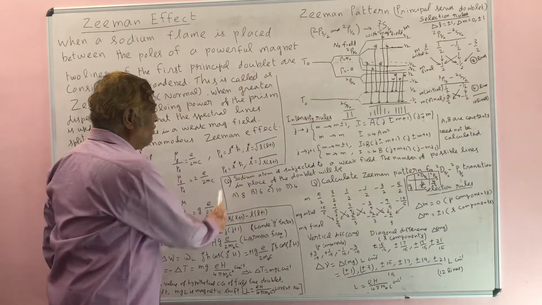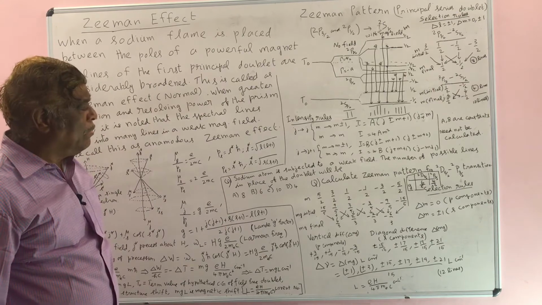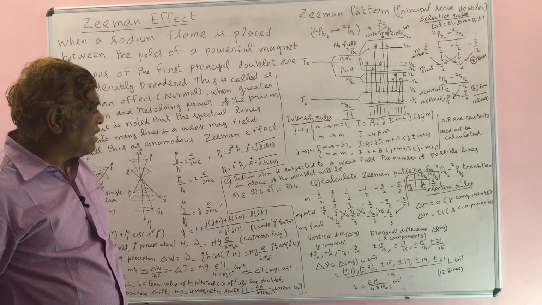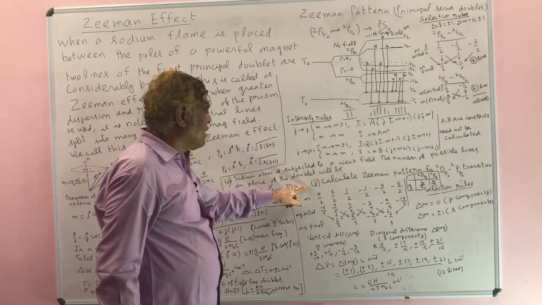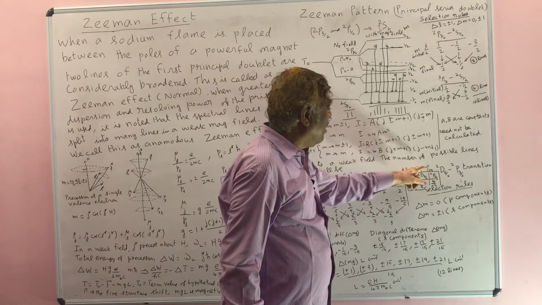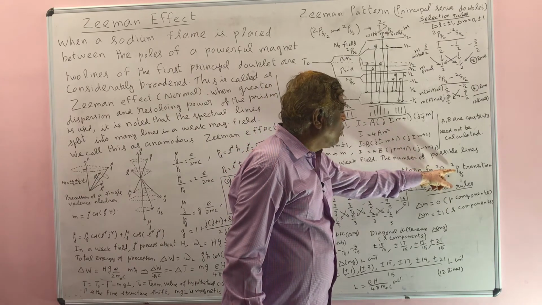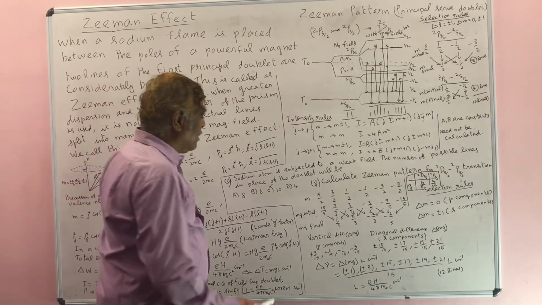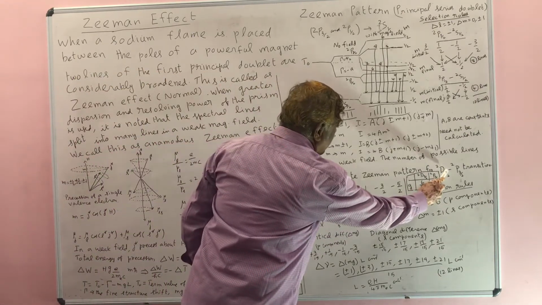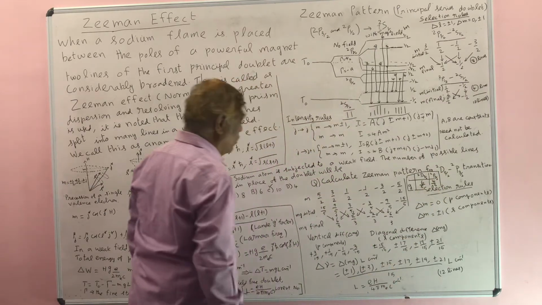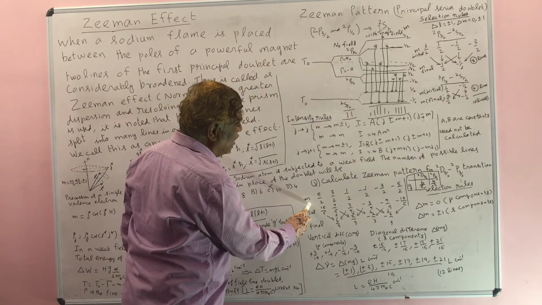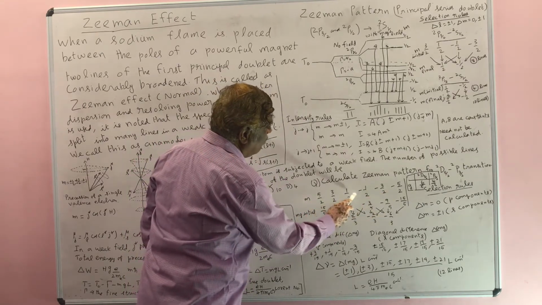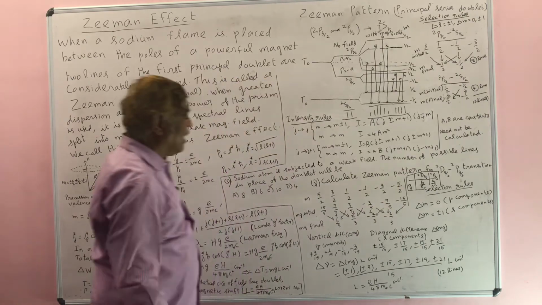So this is a question which was asked in the previous year NET examination as well as SLET examinations. The next question is, calculate the Zeeman pattern for 2D 5 by 2 to 2P 3 by 2 transition. Now here, this is 2D, J is equal to 5 by 2. You write down the m value. M value is equal to plus J to minus J: 5 by 2, 3 by 2, half, minus half, minus 3 by 2, minus 5 by 2. So you write down your m value.